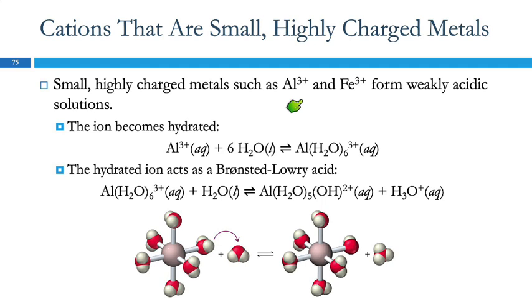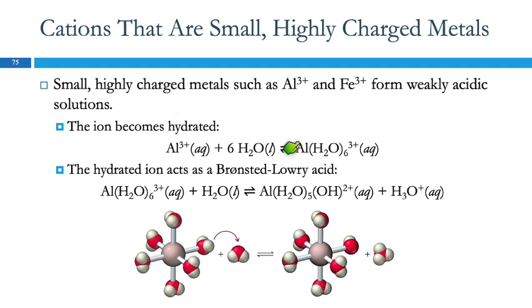These are small metals. They're in that first row of the transition metals. We've got iron, and aluminum's even one row above. So these guys are small, and 3 plus is a pretty hefty charge. So what happens to these guys that makes them act as acids? Here's our friend Al3 plus, and he can interact with 6 water molecules and form a complex ion. We say it becomes hydrated.